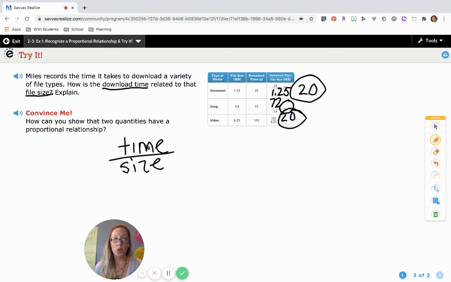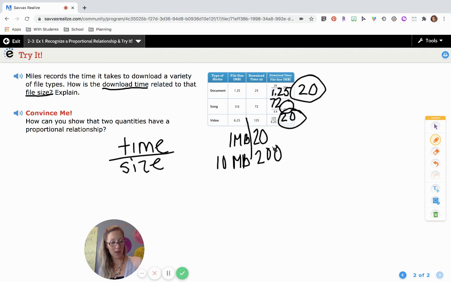So if I want to know the time to size ratio, we're using that unit rate of 20. That means that if I have a file that is 1 megabyte, it is going to take 20 seconds to download. If I have something that is 10 megabytes, it is going to take 200 seconds to download. And there you go.